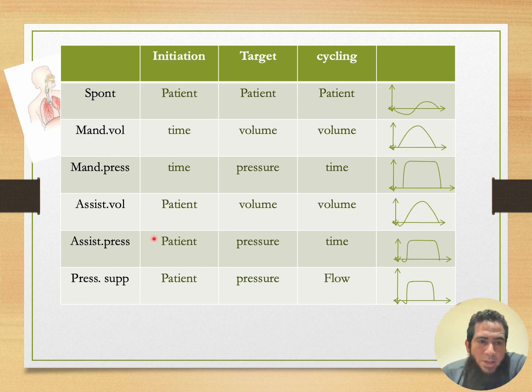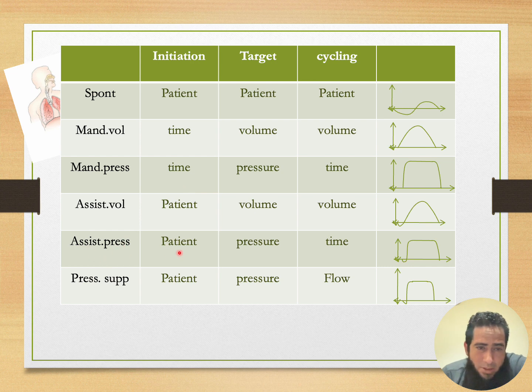In the same way, the assisted volume is just like the mandatory volume, but the difference is that it's triggered by the patient. Also, assisted pressure is exactly like the mandatory pressure, but it's triggered by the patient. That's why you can see here in the mandatory pressure that the pressure goes to a certain value, is maintained for a certain time, then expiration starts. It's the same here, but the initiation is by the patient, not by the machine.